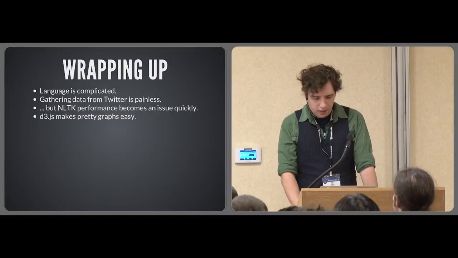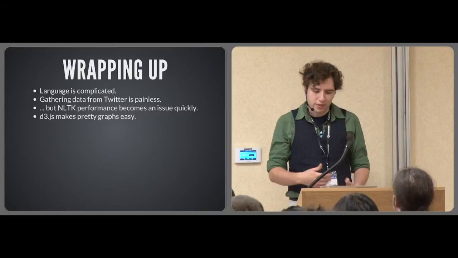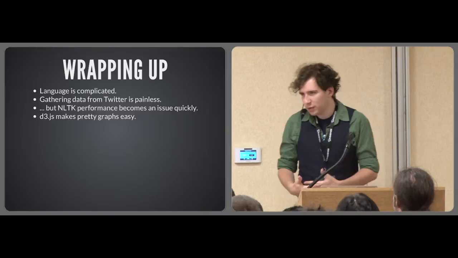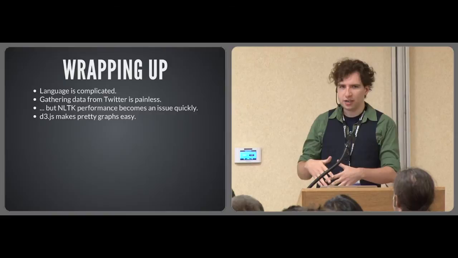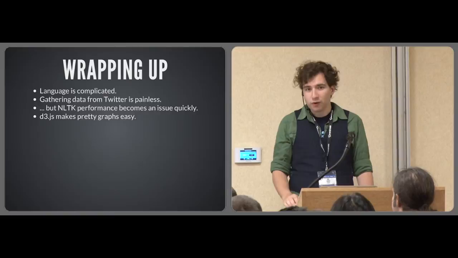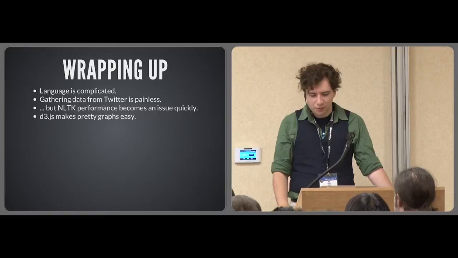So wrapping up, language is complicated, but gathering data from Twitter is effortless. And the NLTK makes our lives a lot easier, but performance can quickly become an issue. We didn't even touch a lot of unsupervised learning algorithms like hidden Markov models, but their performance can become a problem very quickly. However, they are really, really cool, and I would highly suggest looking into them. And lastly, D3JS makes pretty graphs super easy. So with that, thanks everybody.